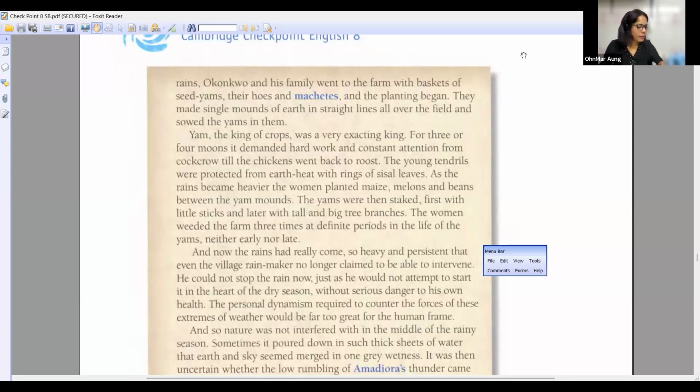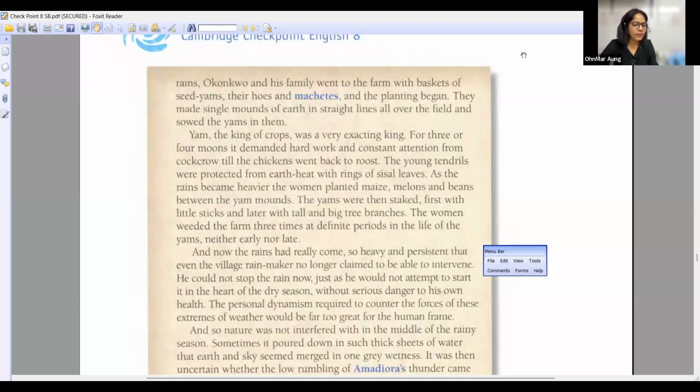Look at the last paragraph, because harvesting can be seen in the last paragraph. The last part: it was a brief resting period between the exciting and arduous planting season and the equally exciting but light-hearted month of harvest. Equally exciting. Exciting means demanding.